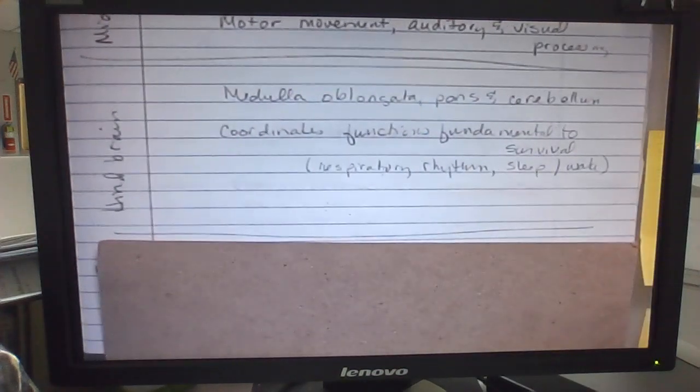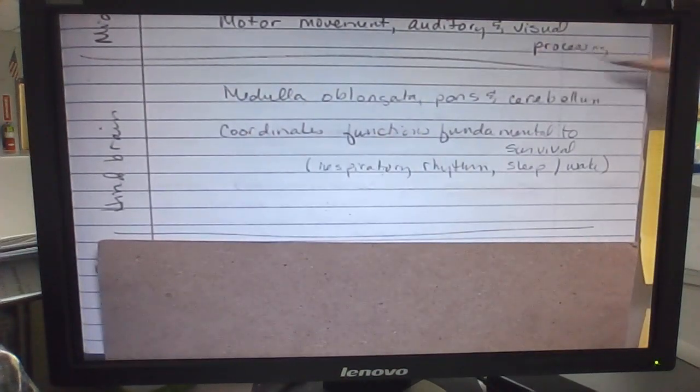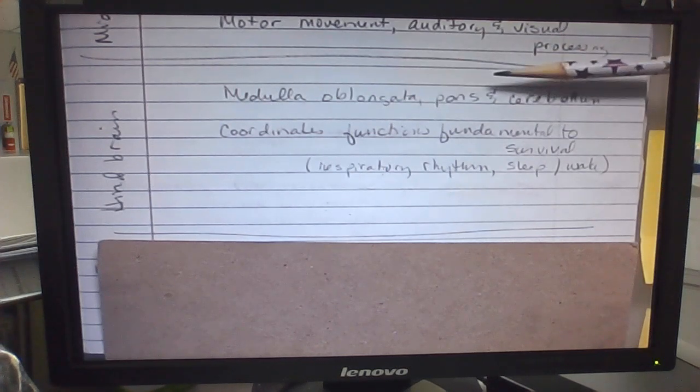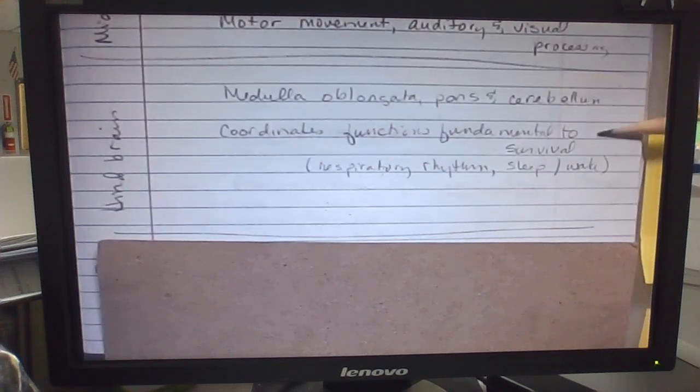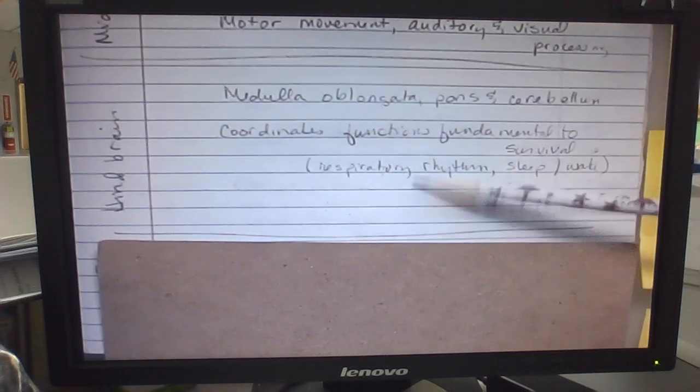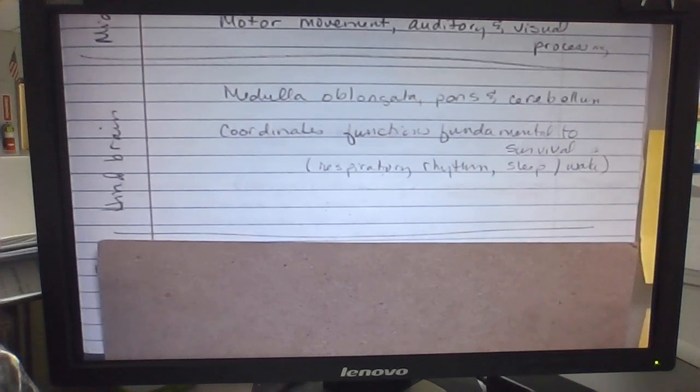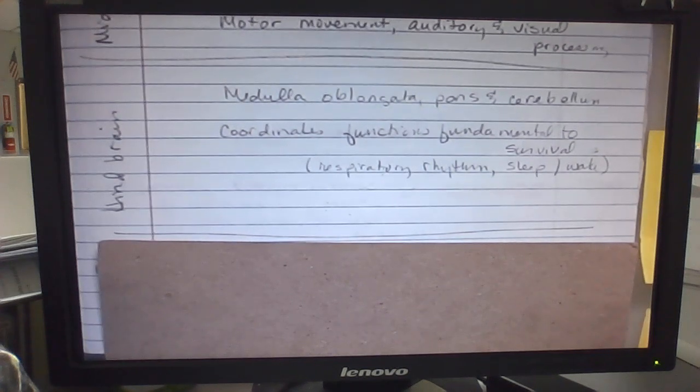Then the hindbrain, composed of the medulla oblongata, the pons, and the cerebellum. It coordinates functions fundamental to survival. So our hindbrain coordinates functions fundamental to survival: your heart rate, your respiratory rhythm, your sleeping and waking cycles, those sort of things.